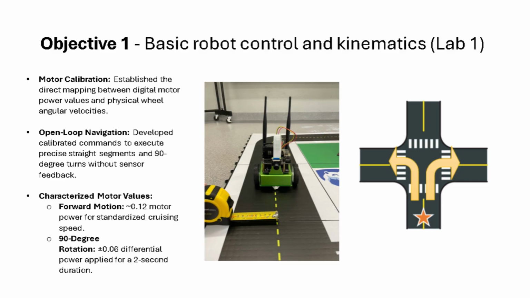These values are the building blocks for any motion the robot makes when it can't rely on visual feedback. For example, executing a turn at an intersection where the lane line has disappeared.